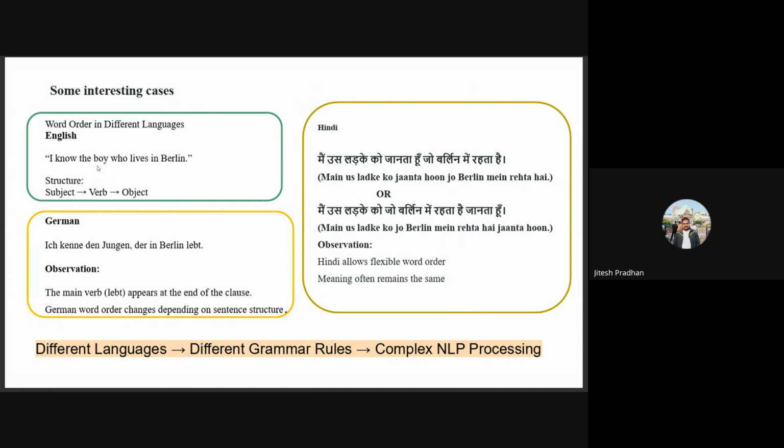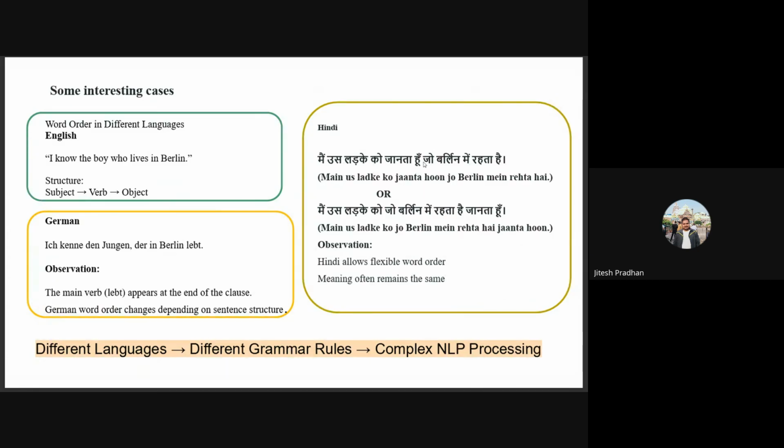Now the same case in German, we write it like this. I can't spell German. The observation in this case is that the main verb, that is lives, appears at the end of the clause. Look here: in this sentence, the main verb appears at the last, but in the English sentence, the verb was in the middle itself. So the structure has changed. German word order changes depending upon the sentence structure. The meaning of this German sentence is the same: I know the boy who lives in Berlin. Now let's do it in Hindi.